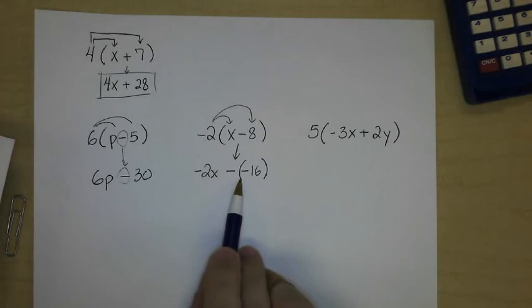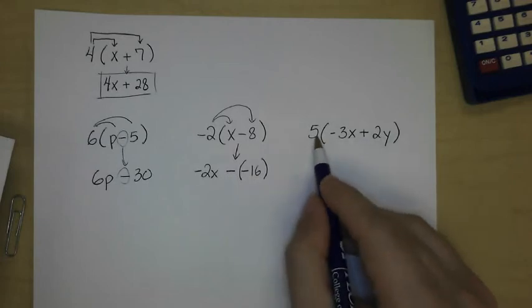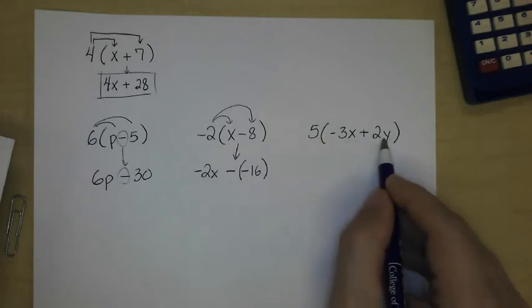And yes, you do need the parentheses. You can't just write minus negative. You need that to differentiate. Now, I've got 5 times negative 3x plus 2y.